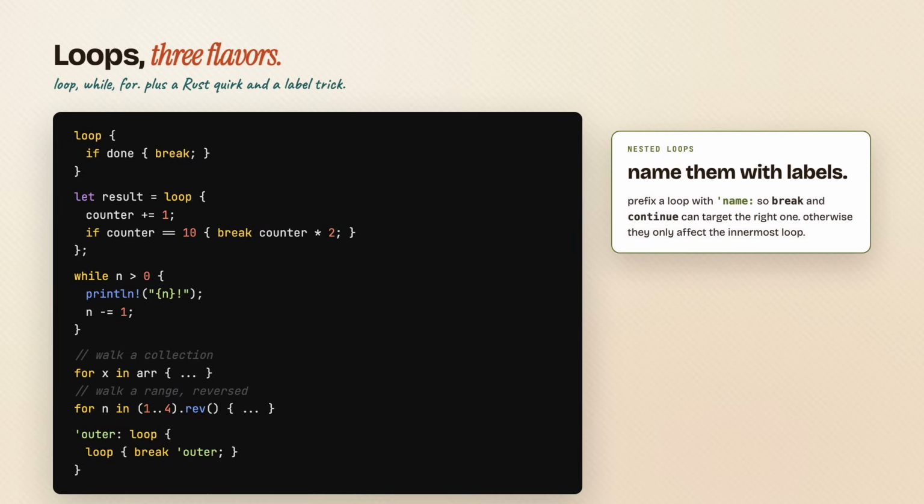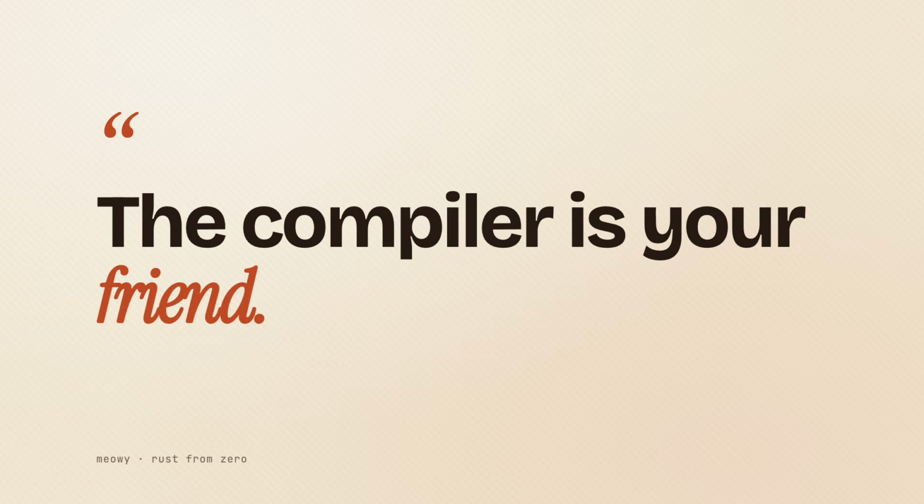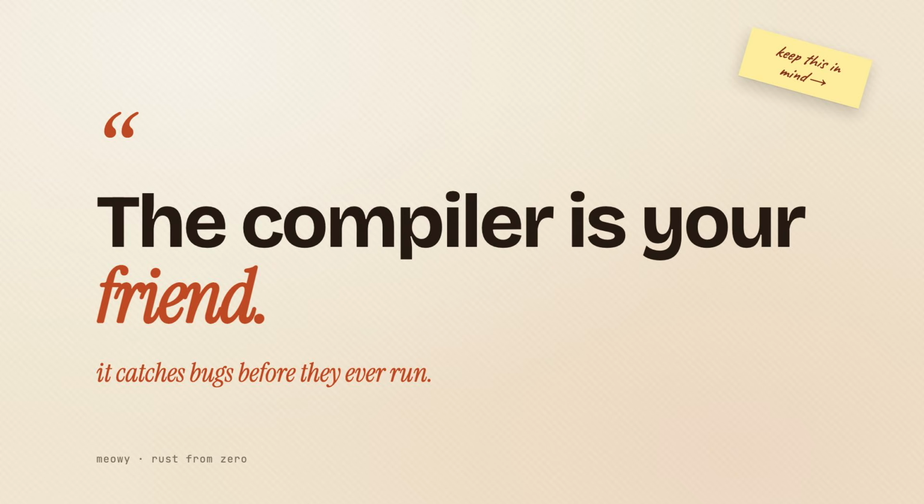So that's it. You need to keep in mind that the compiler is your friend. It catches the bugs before they ever run. That's the Rust difference.